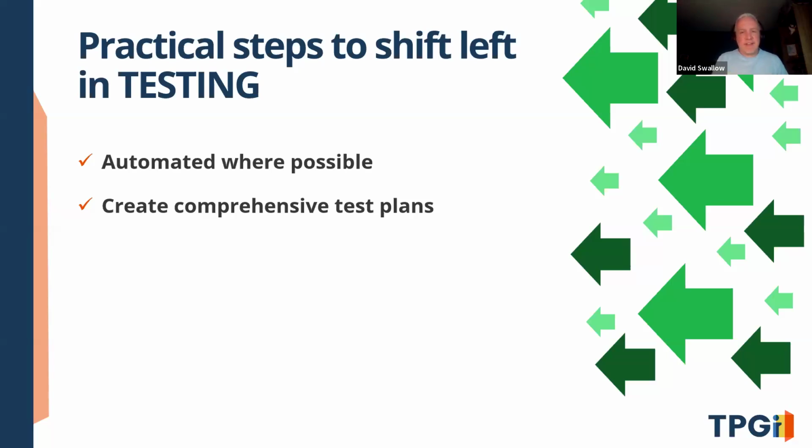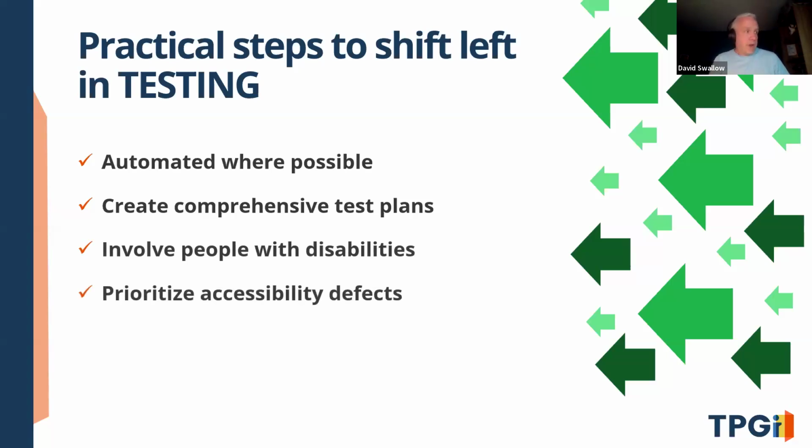Create accessibility specific test plans and checklists for thorough coverage. Involve people with disabilities. So include users with disabilities in usability testing sessions to gather real world feedback and identify usability pain points. Prioritize accessibility defects. So treat accessibility issues as critical defects, not nice to have. Encourage QA teams to report these issues with the same priority as functional bugs and establish clear triage processes based on severity and user impact.